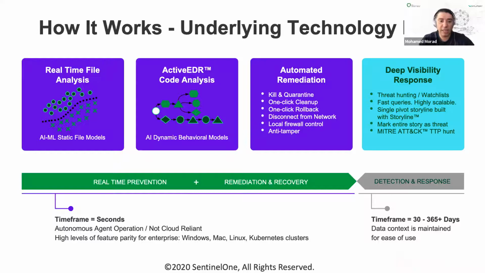So the threat hunting and watch lists with fast queries, highly scalable, single pivot storyline built in with the Storyline. So even when you search for something, when you try to hunt for something, with one click, you can rebuild the story that happened behind that query and behind that parameter that you were searching for. So for example, if you were searching for a specific IP or a specific file name or even a specific user, you can understand exactly what was the story behind these kinds of executions.